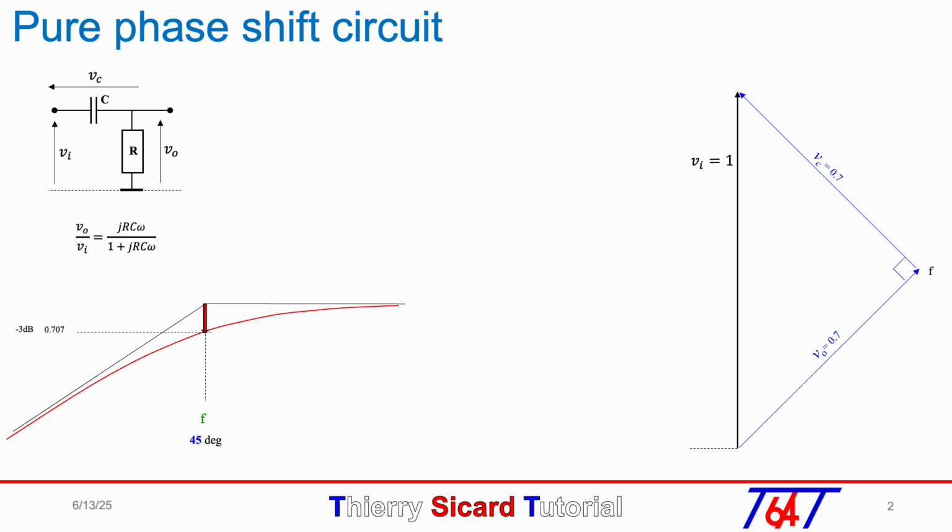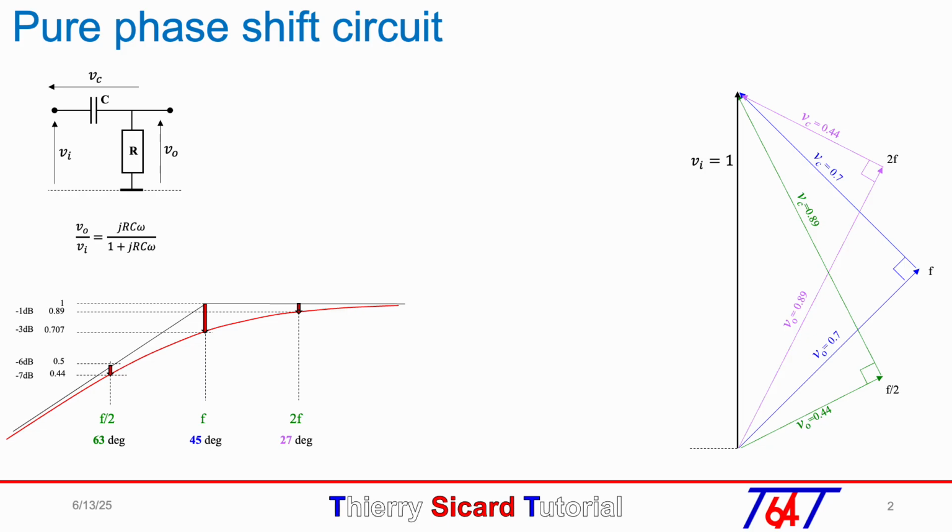We do the same construction for the cutoff frequency f divided by 2. We will get a phase of 63 degrees and an amplitude of 0.44 or minus 7 dB. Then we do the same thing for the double cutoff frequency 2f. We will get a phase of 27 degrees and an output amplitude of 0.89 or minus 1 dB. We can remark that the 90-degree angle of each triangle are placed on the circle of radius 0.5.